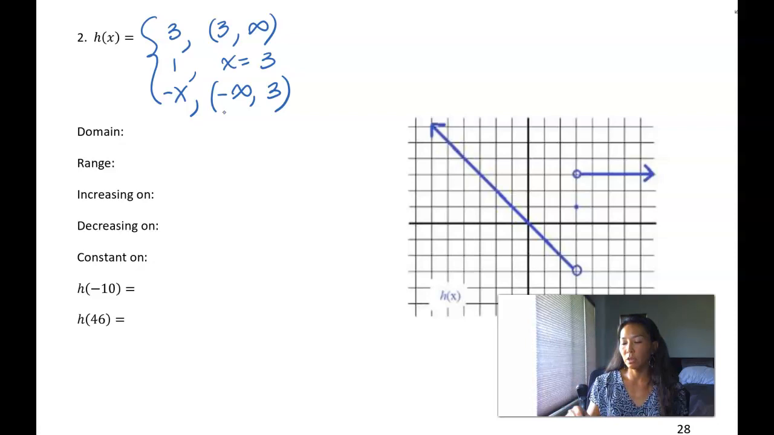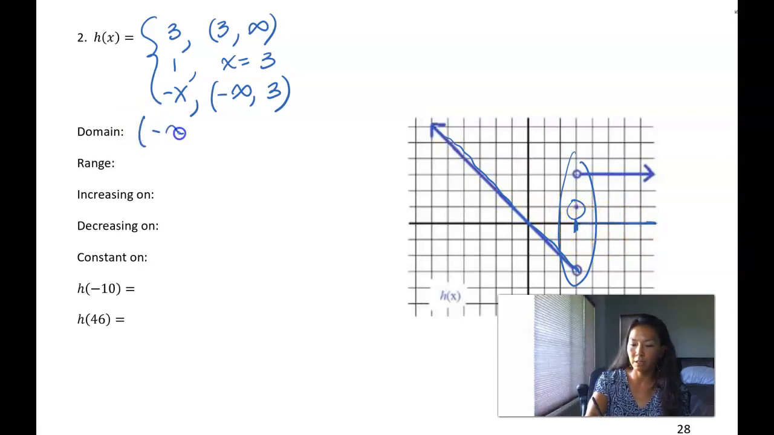So the domain is traveling from left to right. Do I have any breaks in the graph? Yes, I do. I have one break right here. Does it exist at that x value? Yes, there is an output there. Okay, so I really don't have a break in my domain. It's -infinity to infinity because all the x values are represented.